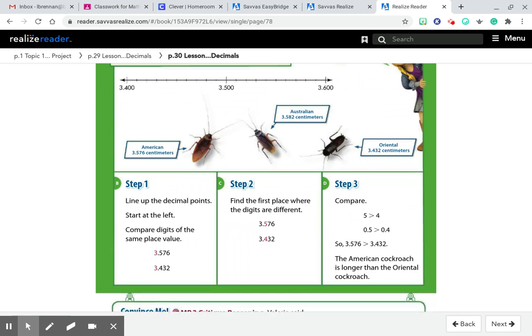So now we need to go to the tenths place, and we can see there's a 5 and a 4, and that's where the digits become different. So we're able to say that this guy is smaller than that guy because 4 is smaller than 5. It doesn't matter what's in the hundredths and the thousandths place. Right now, we're comparing the tenths place. So we know that 5 is bigger than 4, and 5 tenths would be bigger than 4 tenths.